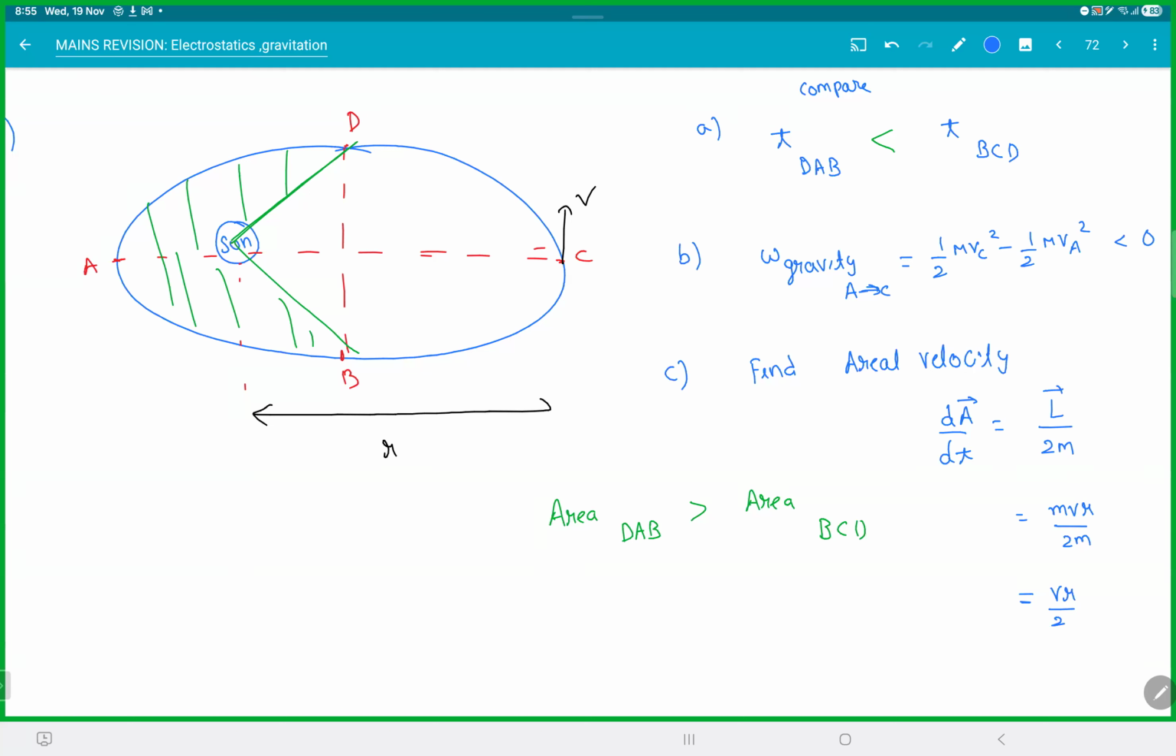Clear with that? How to find VA? In this case, you can conserve energy and conserve angular momentum, isn't it? And the distance is not given, no? Find it out, no? Big deal. You have two variables, two equations. What's the problem?